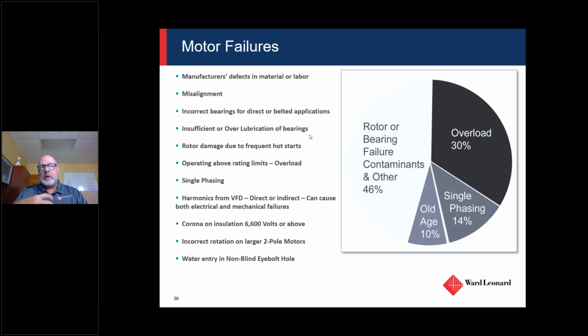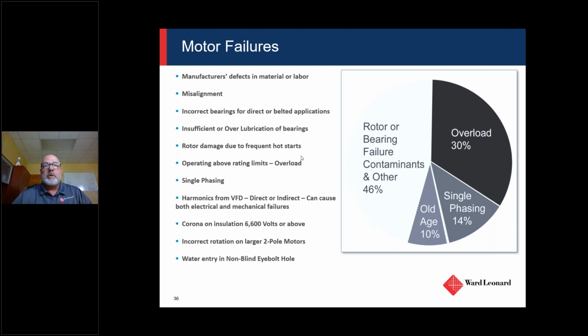So what happens on an over greased bearing is that it just creates more of a load, and the bearing will heat up, and as it heats, it expands past what its normal design would be, and then you start to see failures just from a preloaded, over greased motor. Rotor damage, we see that.